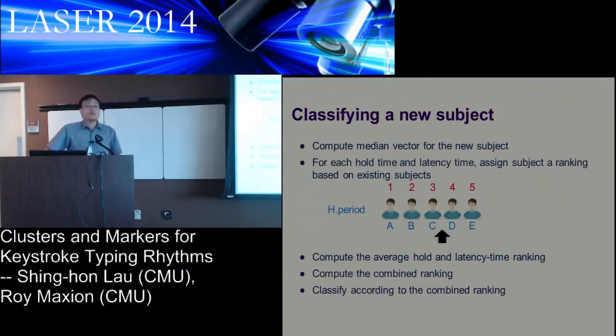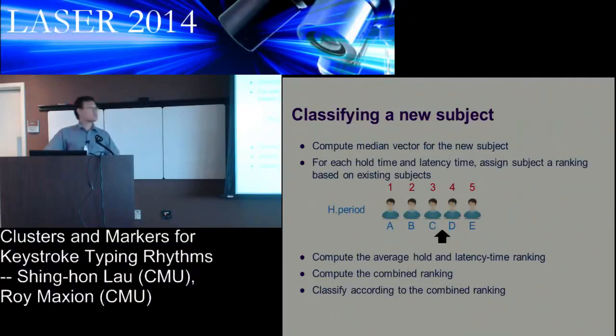So what you can do for a new person is you can effectively treat the data set that we've collected, or any data set that you collected, as a baseline. And so what you can do is you can bring in a new subject, and based on only that person's data, you can compute the median vector for that subject. And then when you do this rank ordering, all you're going to do is rank order them in with all the other subjects, right?